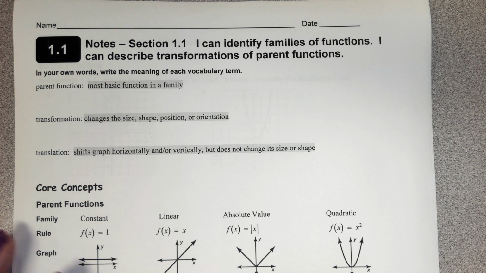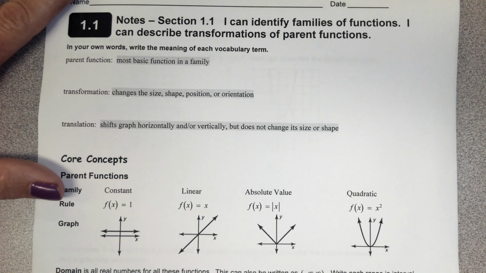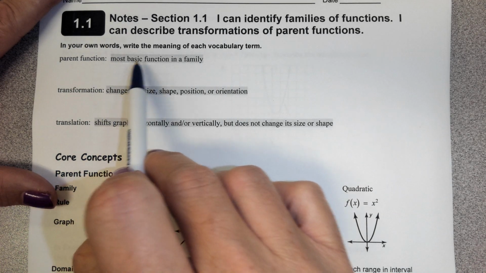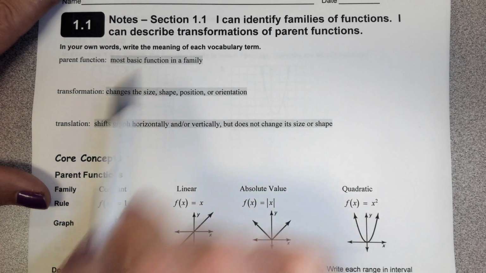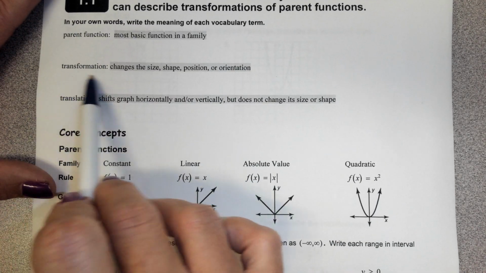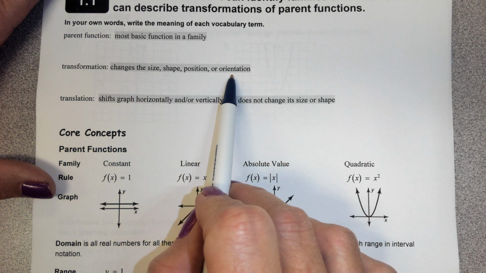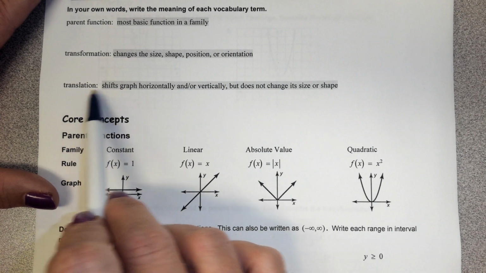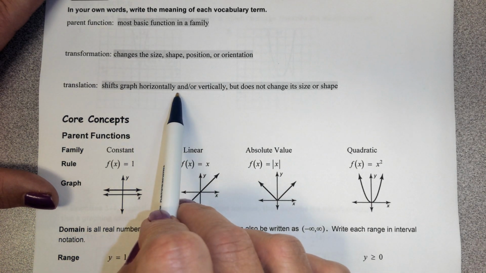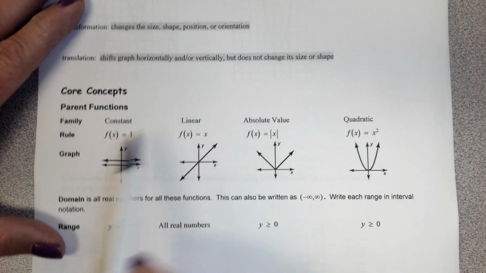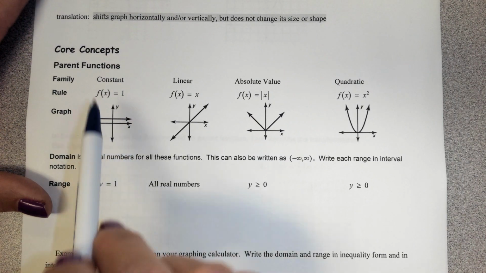We're going to be looking at section 1.1 and 1.2 today, and this is going to be about transformations of parent functions. So a parent function is just the most basic function in a family. We're going to be looking at those in a minute. A transformation changes the size, shape, position, or orientation. A translation is only going to shift a graph horizontally or vertically, but it doesn't change the size or shape. Here are the parent functions we're going to be looking at.